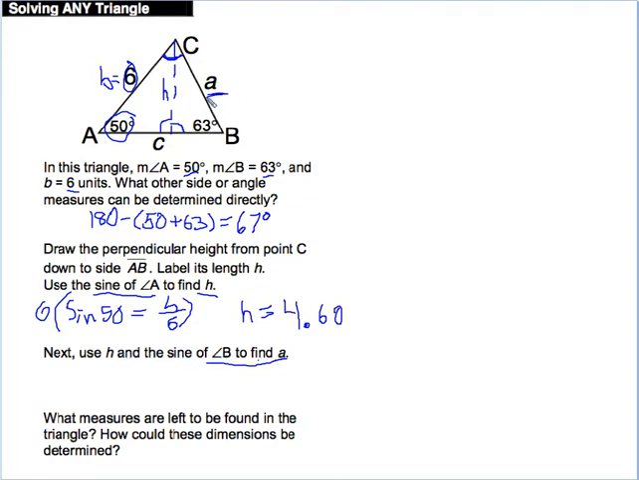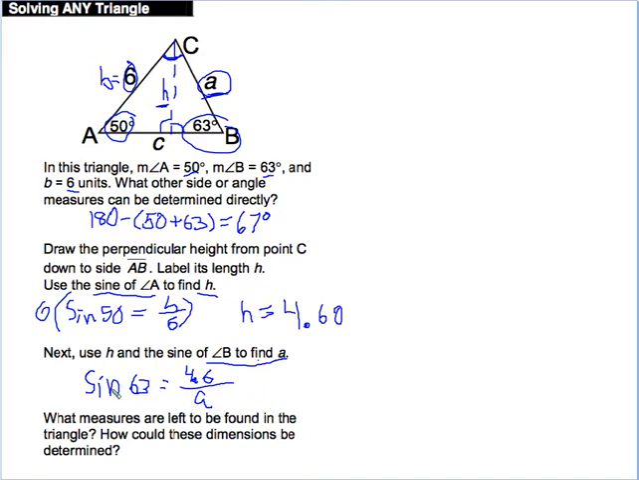And then for my next one, use height and the sine of angle B to find side A. So this time I'm finding this. I've already found the height. Now I want to find side A. So I'm going to do sine, and I know my angle B is 63 degrees. This time we are doing this angle. I know my height. Okay, so my opposite side, the height is 4.6. And then I'm going to divide it by my hypotenuse, and in this case it's side A.